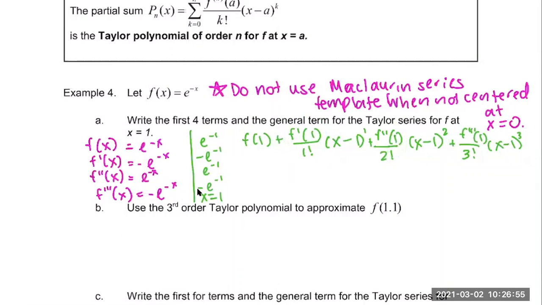After that, just plug in from there. You don't have to simplify anything. So e to the negative 1 plus negative e to the negative 1 over 1 factorial. On your quiz coming up, because it is a free response, you do not have to simplify even the factorials. You can leave that alone.